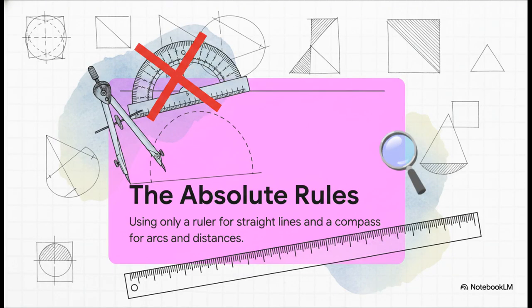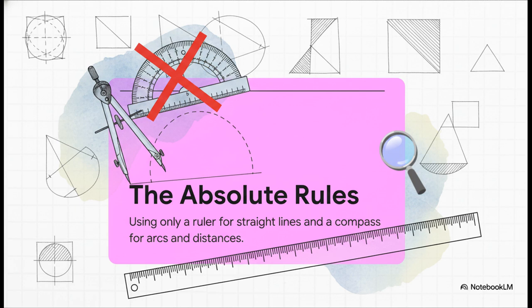Now, before we lay down our very first foundational line, we absolutely must define the strict rules of our universe, which come directly from our source material. We have a massive absolute constraint here. No protractors allowed. None. We're using just a ruler for our straight lines and a compass for our arcs and distances. And that's literally it.